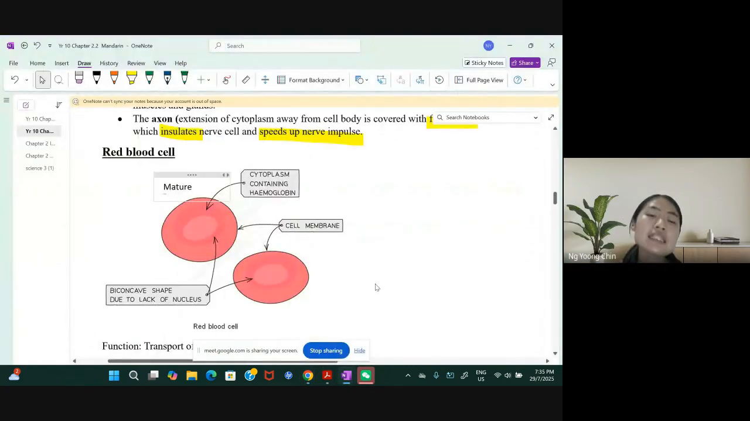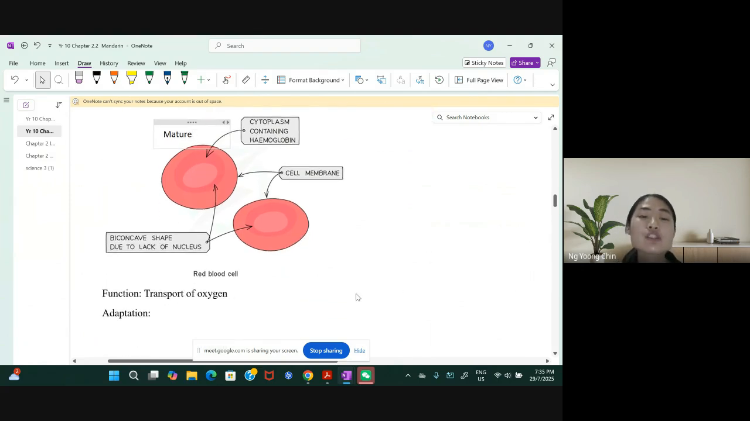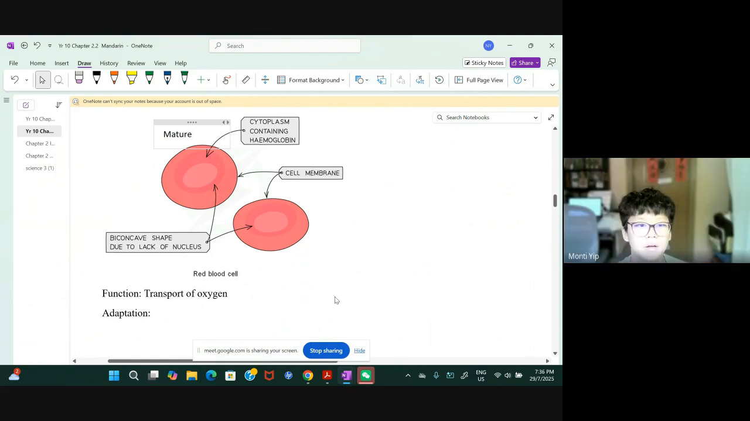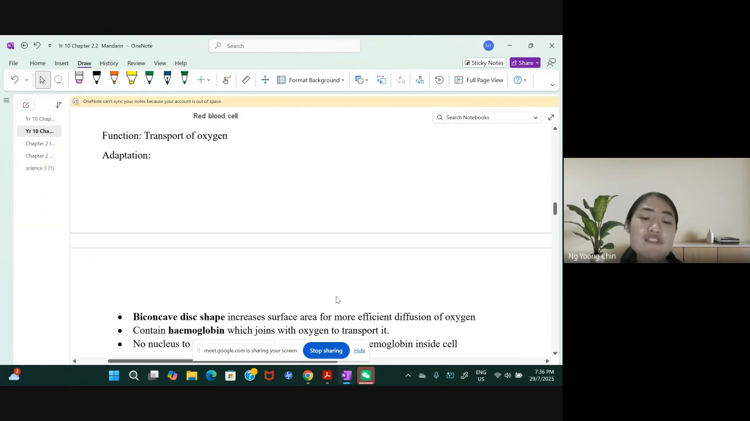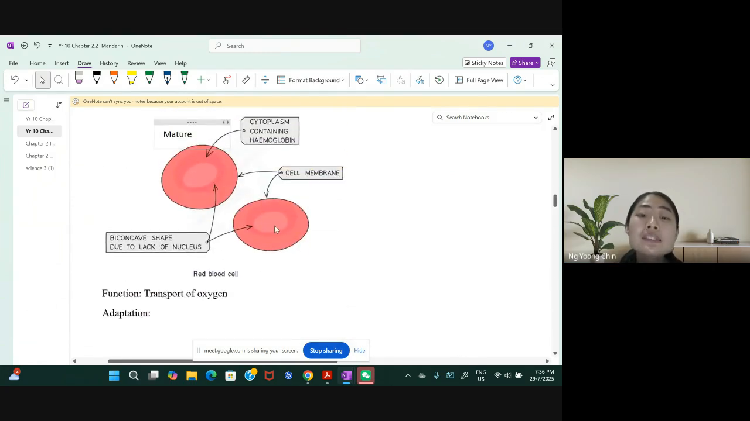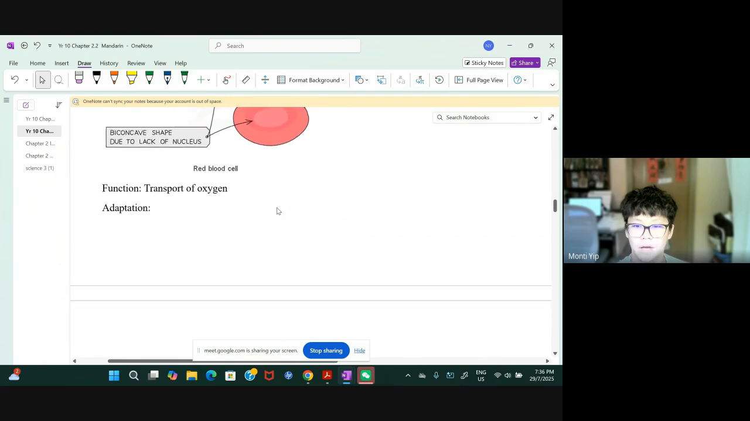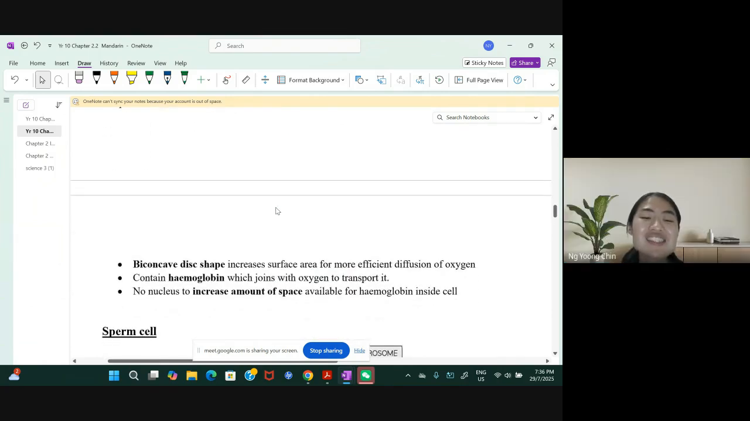The reason they remove the nucleus is so they can have more space available for oxygen transport, because the function of the red blood cell is to transport oxygen. So this is actually considered an advantage for them. The red blood cell just looks like a donut. Do you like to eat donuts? Very sweet, right? So their shape is called a biconcave shape.